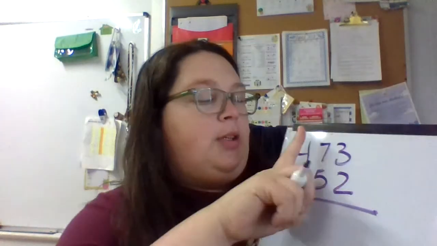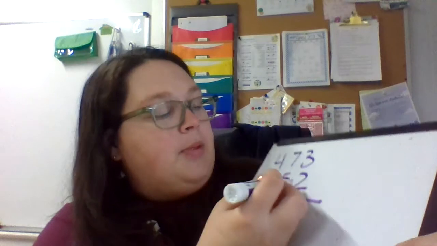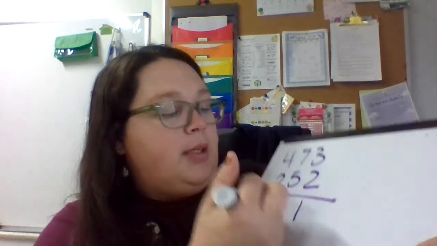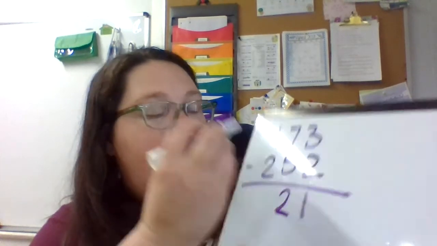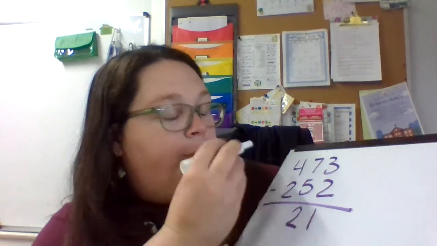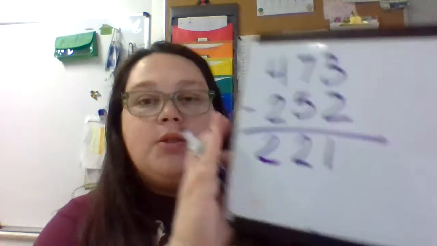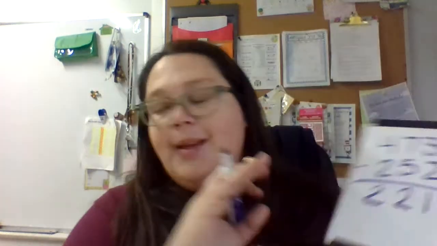So we have 473 and then 252. Okay, so this one is a subtraction problem. Not too bad. Instead of only having two numbers, you have three. So 3 subtract 2 is 1. 7 subtract 5 is 2. And 4 subtract 2 is 2. So 221. Okay, that's not too bad.